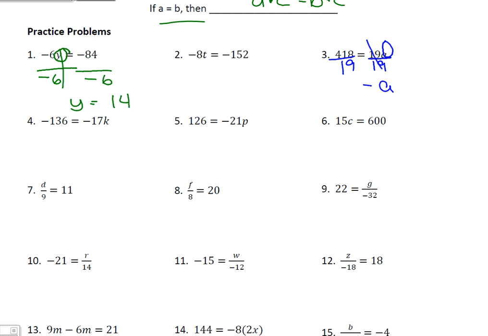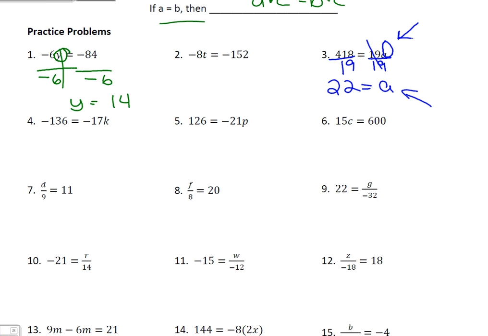So I'm left with A on the right side. Again, my A is on the right side here, so I'm going to leave it on the right side in my answer. 418 divided by 19 is 22. So again, I'm taking it and I'm doing the opposite of what is with the letter. So what was with the letter in number 1 was -6. So I'm going to divide by -6. In number 3, they multiplied by 19. So I'm going to divide by 19.